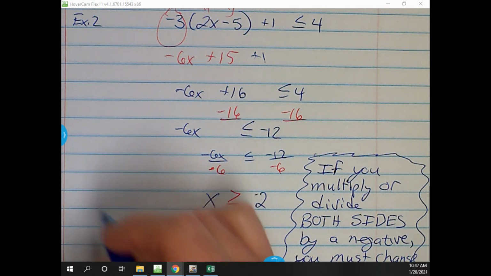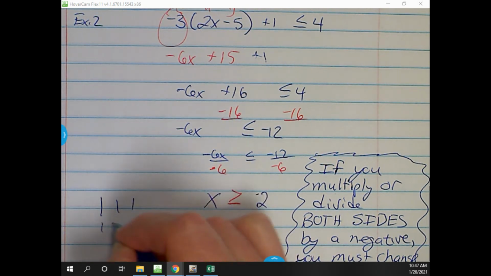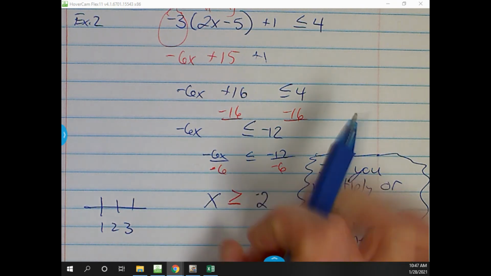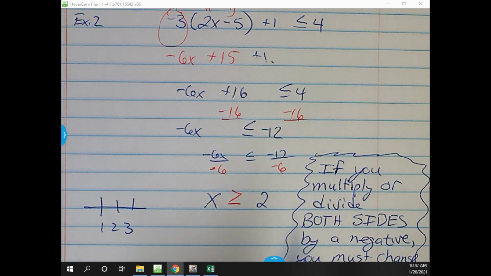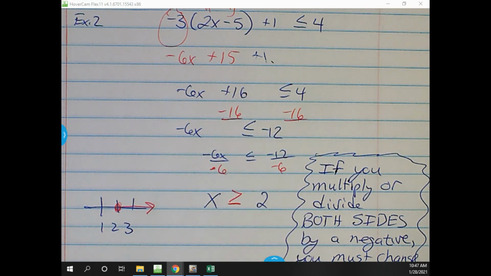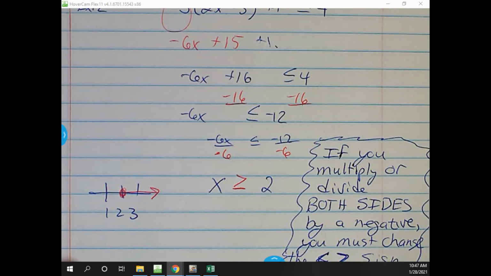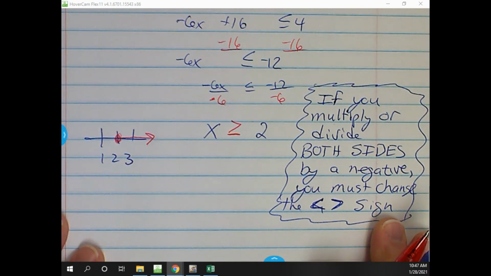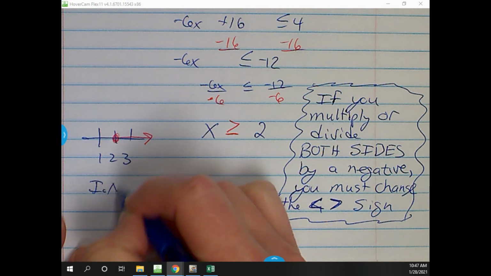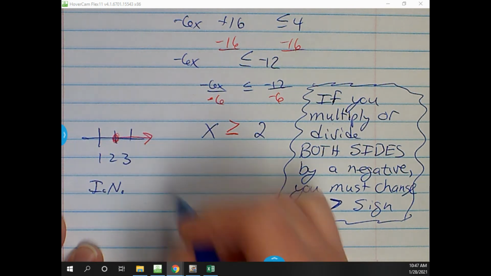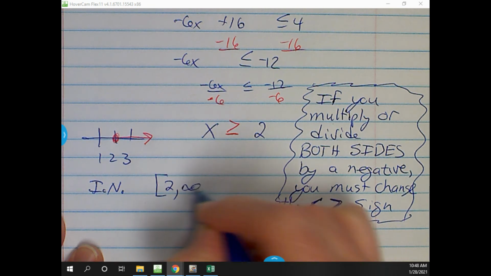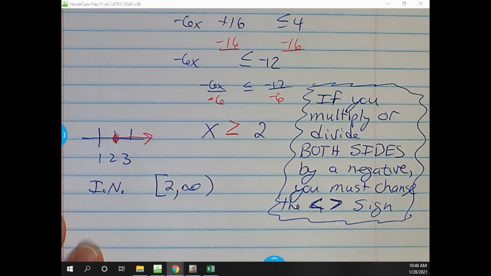So graph-wise on this one, we're greater than or equal to 2. So a solid circle at 2 and it's off to the right. And then last thing here, for interval notation, we've got a solid circle at 2, so that's a square bracket at 2. It's headed off to the right side, so that would go out to infinity.